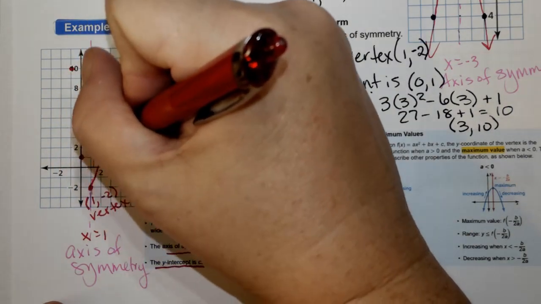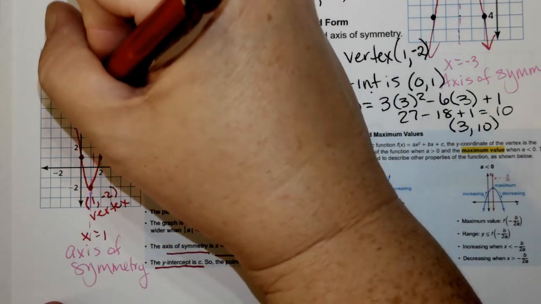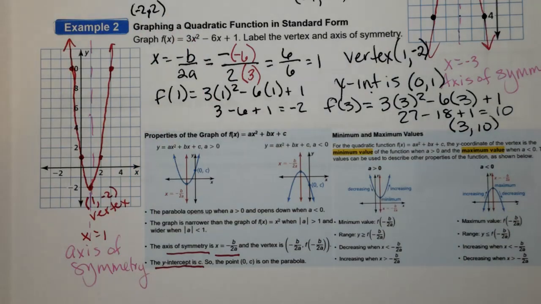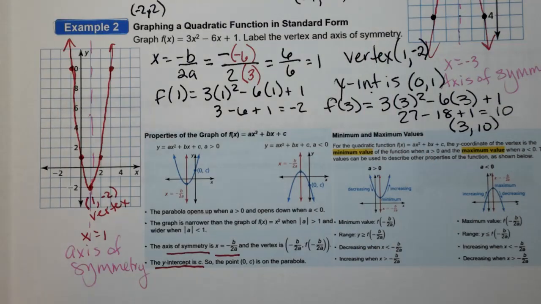And then we connect our dots. Why is our graph so skinny? Because it was stretched by a factor of 3. All right, we labeled the vertex, we labeled the axis of symmetry. We are good to go. Let's move on to the next question.